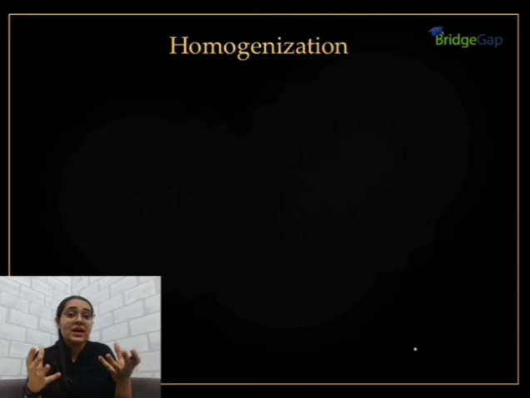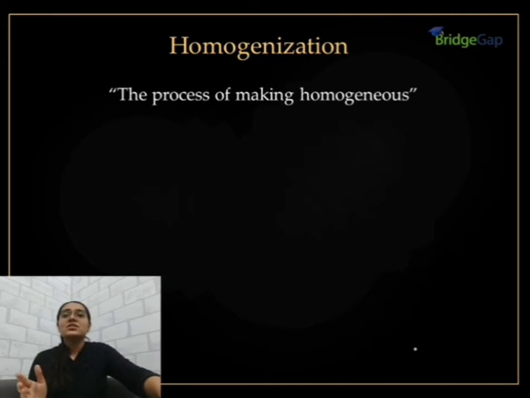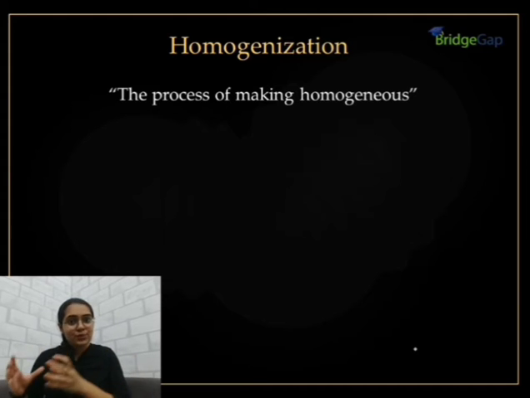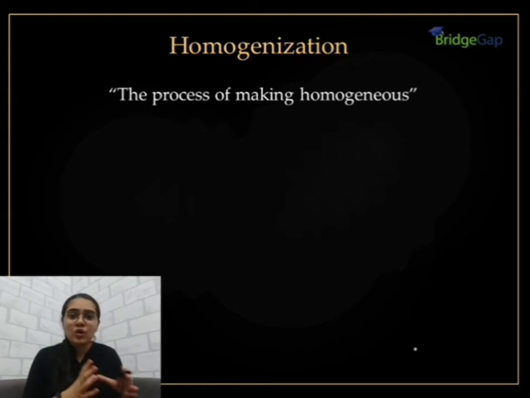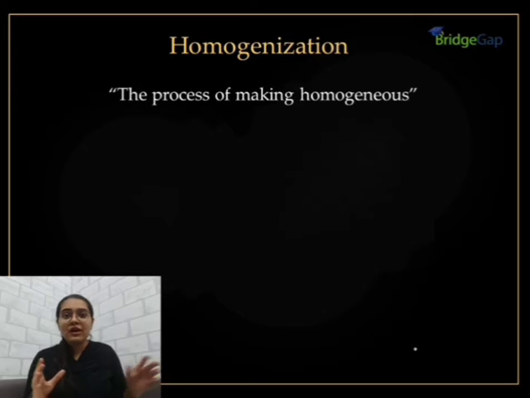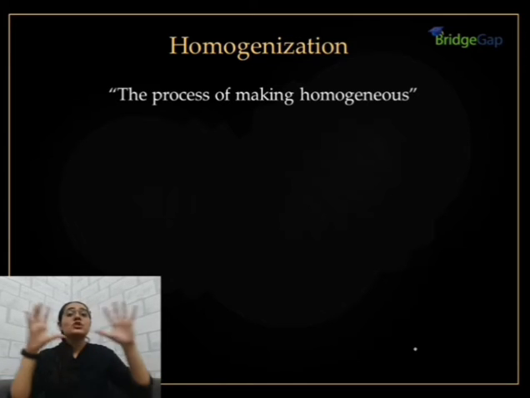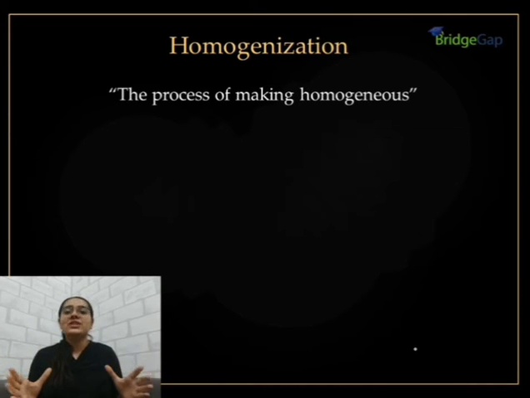Now what is homogenization? What do we mean by homogenization? What's the meaning of it? So homogenization means the process of making homogeneous. Obviously, if you have to make something homogeneous, what type of thing should it be? It would be a non-homogeneous thing. You convert a non-homogeneous equation to a homogeneous one, and this process is called homogenization.